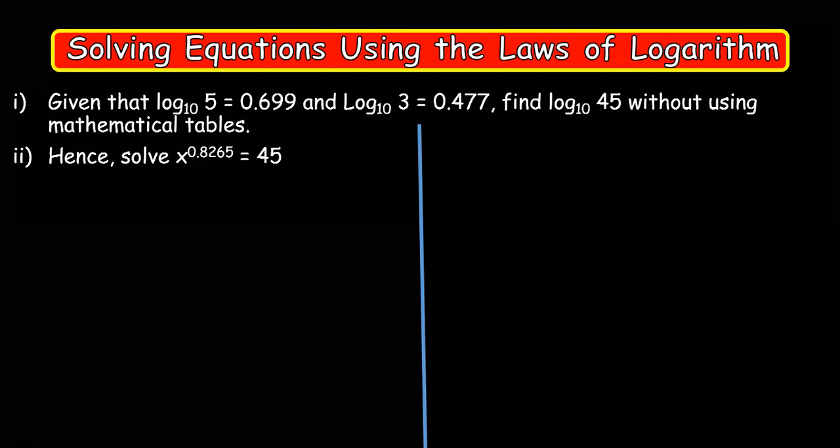So, in this problem, we are not expected to use mathematical tables to find the value of log 45. We are just going to simplify and then substitute the values of log 5 and log 3, which are given to us in this question. So I'm going to do it now, and then we solve x raised to the power of 0.8265 equal to 45. Okay, so let's just tackle this problem easily.